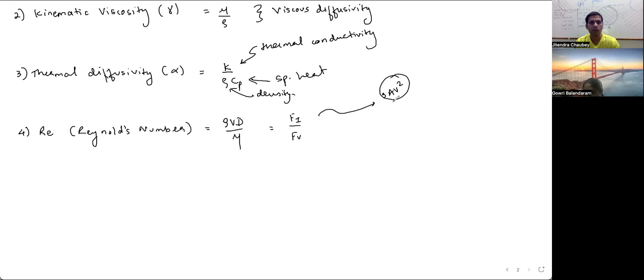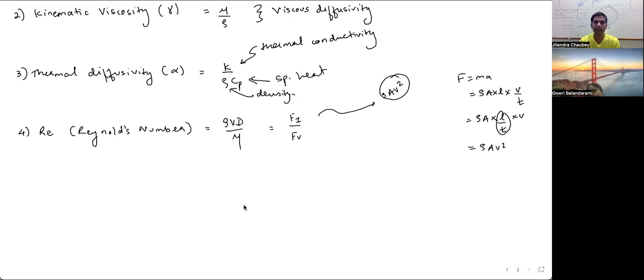Mass can be written in the form of density and volume, and acceleration is a function of velocity and time. Then later it is simplified. Force is equal to mass into acceleration. Mass is equal to density into volume, which is area into length. Acceleration is velocity upon time. Then area into length upon time can be written as velocity, and this can be written as rho a v square.